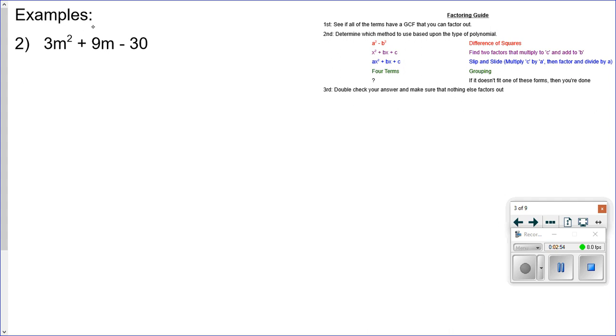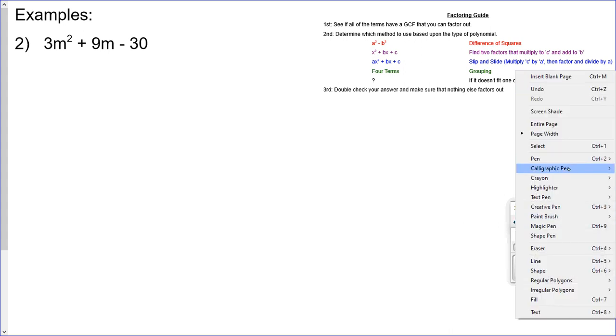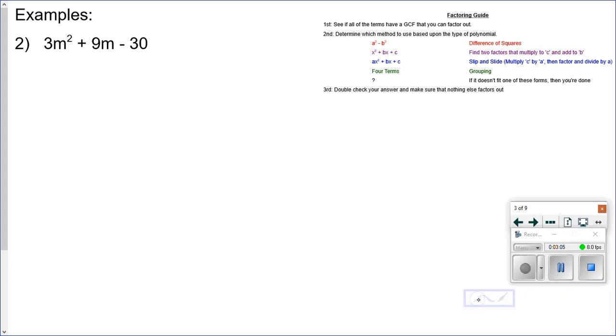So again, I'm first going to see if I can factor anything out, and I notice these have a common factor of 3. So that's what I'm going to do. I'm going to factor out a 3. Hold on one second. I'm going to change my pen to something that's a little bit thinner. So I'm going to factor out a 3. So I'm basically dividing each of these terms by 3. So it leaves me with m squared plus 9m minus 10.